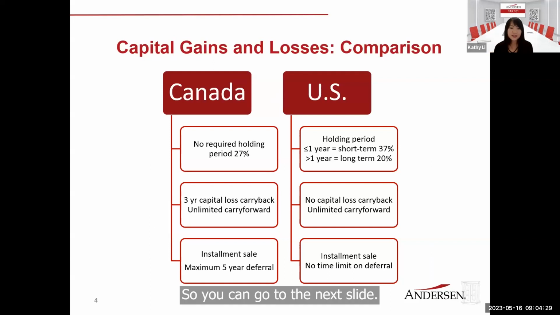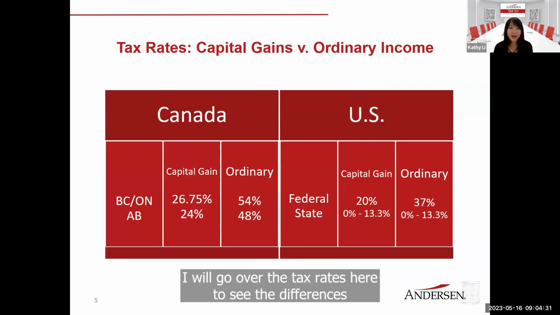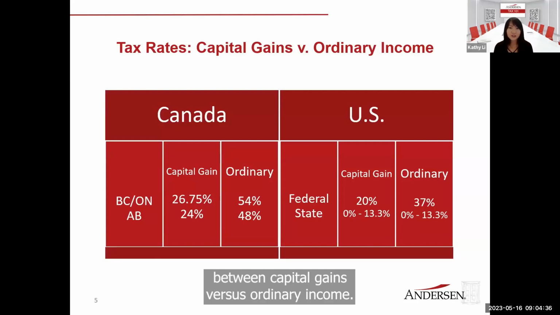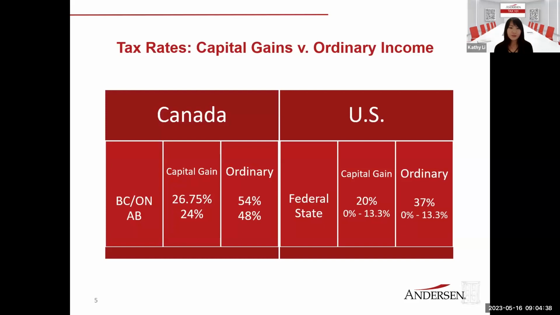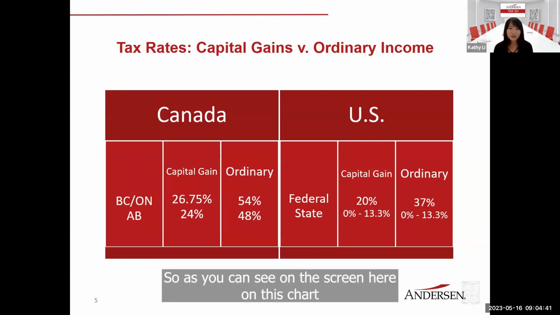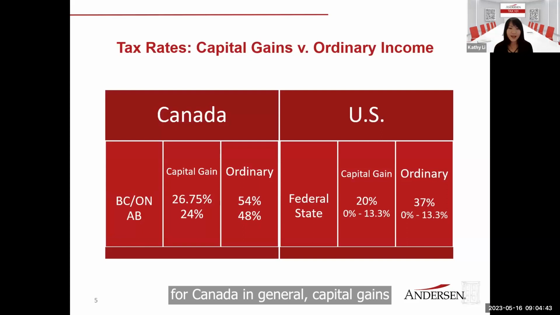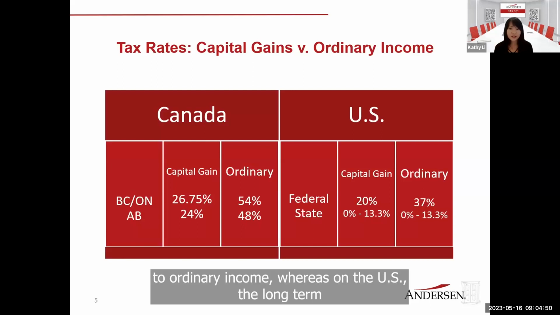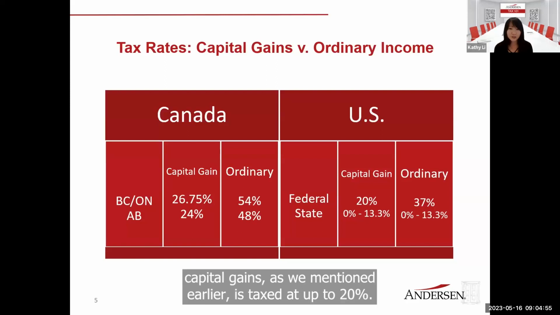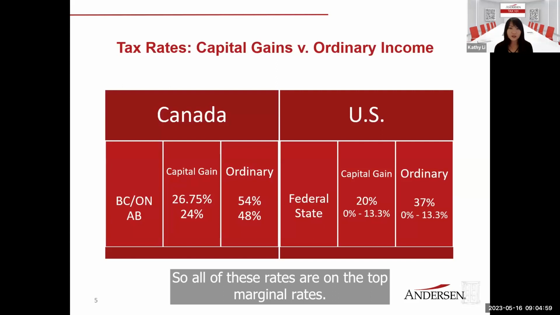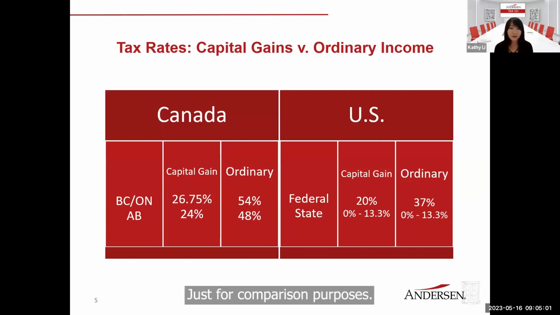So if we can go to the next slide, I will go over the tax rates here to see the differences between capital gains versus ordinary income. As you can see on this chart, for Canada, in general, capital gains is taxed at 50% compared to ordinary income. Whereas in the U.S., the long-term capital gains, as we mentioned earlier, is taxed at up to 20%. All of these rates are the top marginal rates just for comparison purposes.